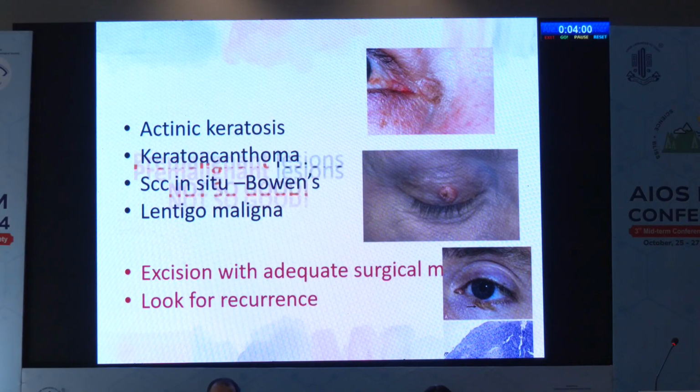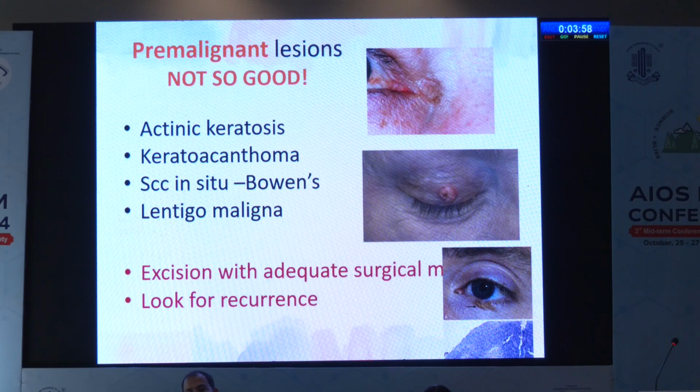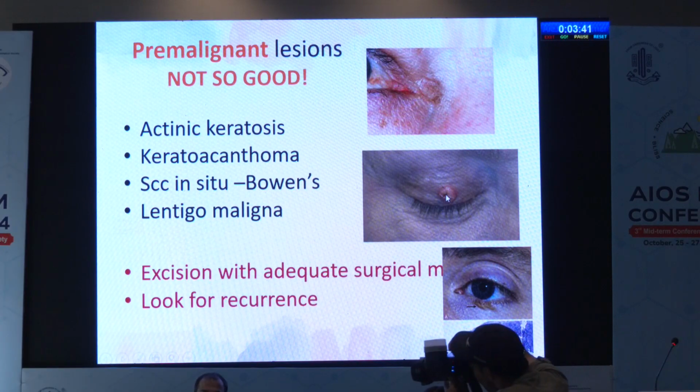So coming to the next one, which are the pre-malignant lesions, which are definitely not so good lesions. We need to keep these four in mind. The actinic keratosis, which has a sandpaper-like texture. Then the keratoacanthoma, which is a kind of a nodule on the lid with a central crater filled with a keratin plug.